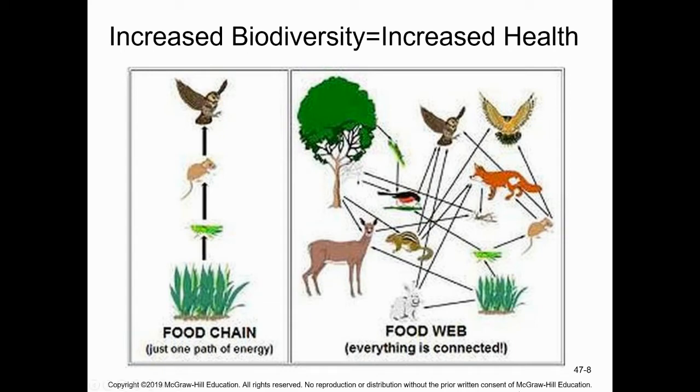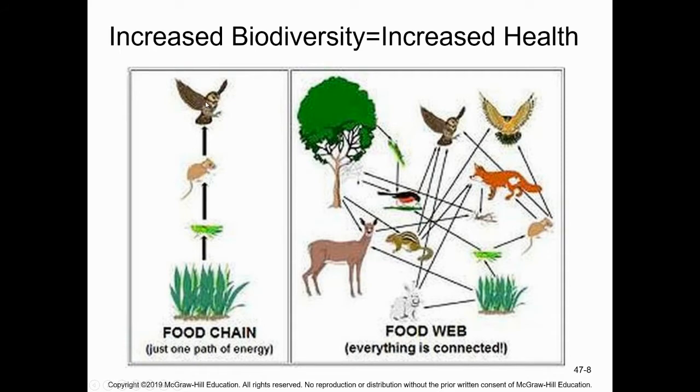We draw these and never include humans in here, but we are part of this. We're dependent on healthy food webs. And if we see just one path of energy, a food chain, not a lot of diversity, any decrease will pretty much result in the destruction of this. If we remove the grasshopper, the mouse is going to die, the owl's going to die, the grass is going to overgrow everything.